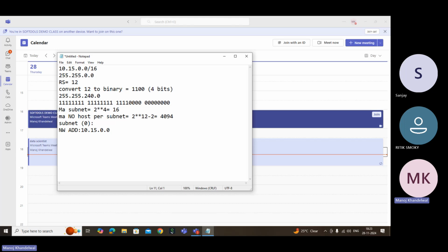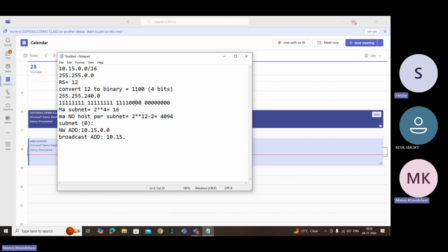Now let's go to the broadcast address. For the broadcast address, we have to make all host parts ones in binary. This is the network, and this is the host part. So 10.15, and now we are making these ones.